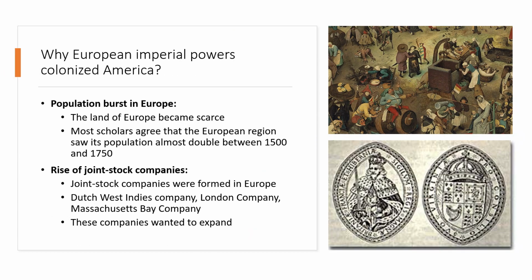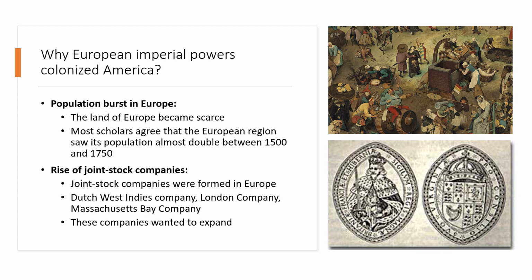Another reason behind the colonization of America by European imperial powers, population burst in Europe. Most scholars agree that the European region saw its population almost double between 1500 and 1750. So when the population burst in Europe, the land of Europe became scarce, and now these people needed vast land to get settled. So when America was discovered in 1494, the people of Europe took a sigh of relief, and they swarmed the land of America, started living there, and got settled there because they needed land.